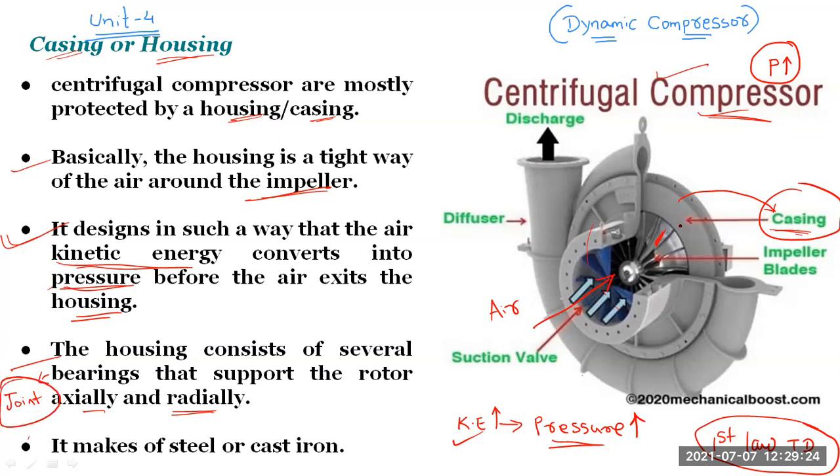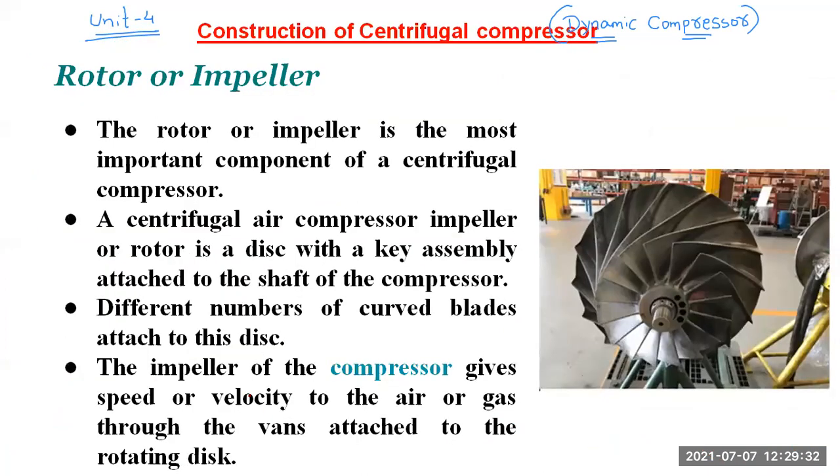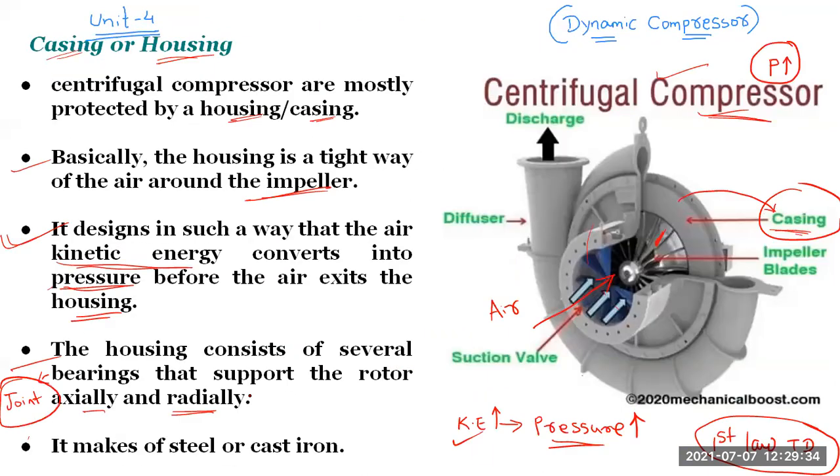Okay. In this housing, some joints will be there where it will join these impeller blades. It is made up of steel or cast iron. The material of this housing or casing is steel or cast iron. Okay. So this is the use of the casing or housing. Right. This is one more component of a centrifugal compressor.